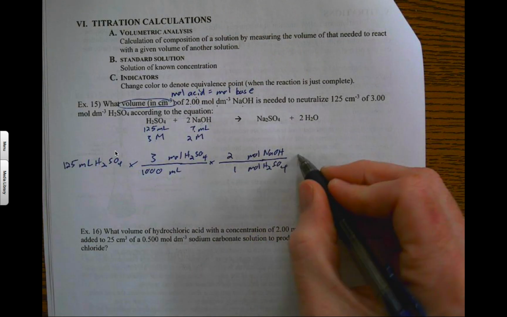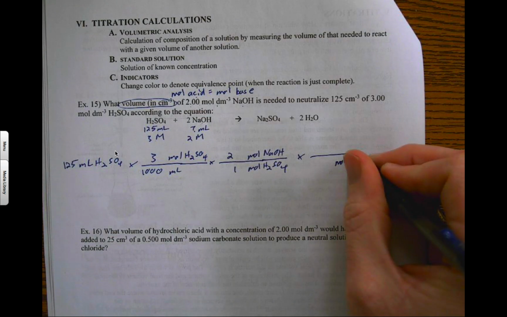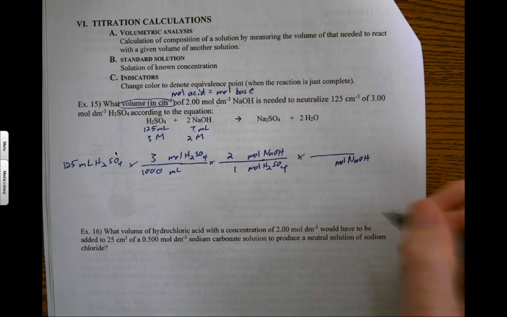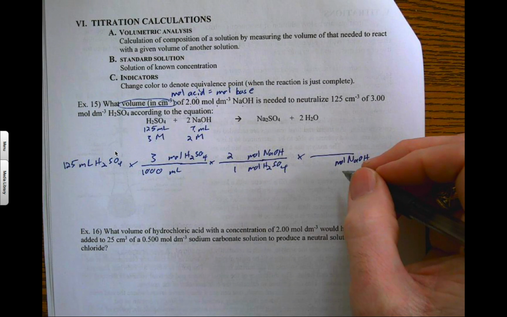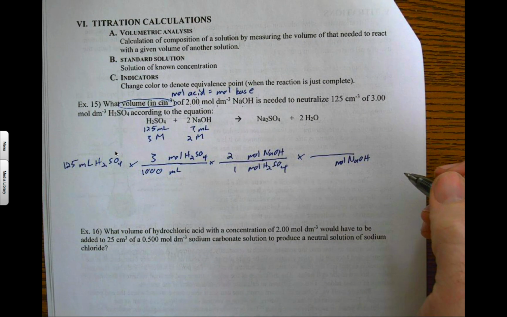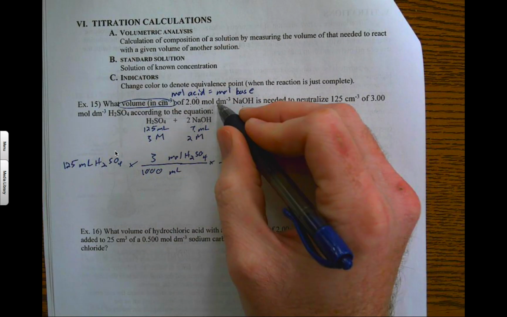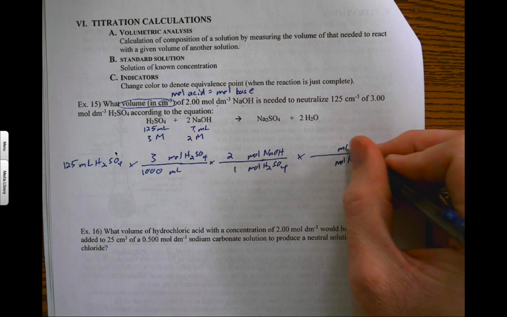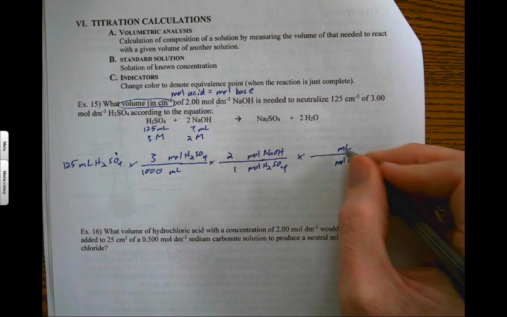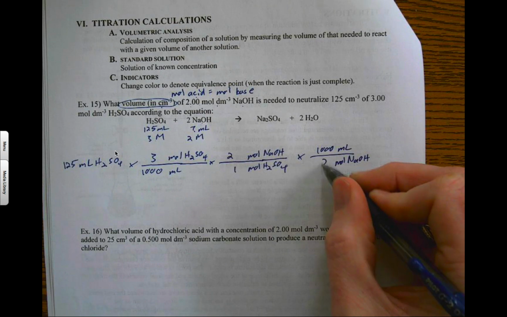Now, then, I will change moles of NaOH into, moles of NaOH, and since I have the molarity here, I can change it into liters. Actually, I'm going to change it into milliliters because it asks for milliliters. So I'm going to put the 1,000 right here, and then it says it was a 2 molar solution.